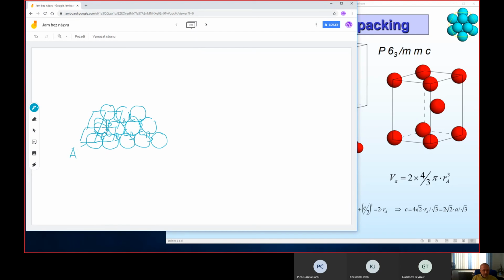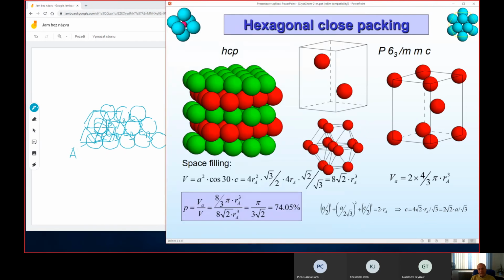But the hexagonal axis is clearly visible if we connect the points like here. We have a hexagon, okay? So this is clearly the hexagonal symmetry. And this hexagonal symmetry is retained if we continue stacking the layers in this AB pattern.